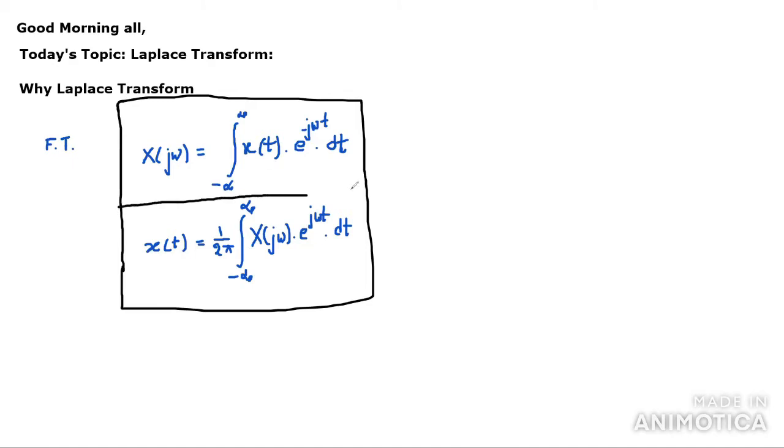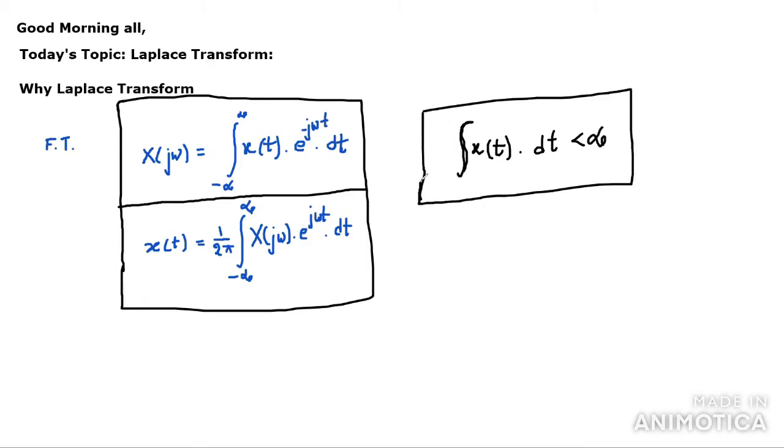This is the Fourier transform pair. The Fourier transform exists when the integral of the magnitude of x of t dt is less than infinity; then only the Fourier transform exists. So if it is less than infinity, then only it exists. Otherwise, it does not. Okay.